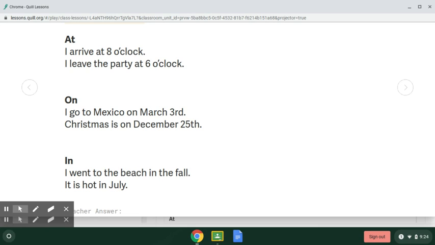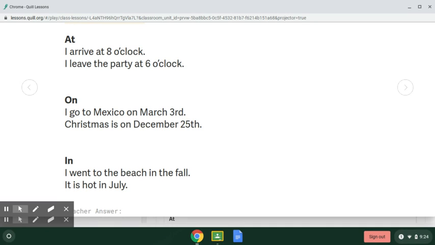The next preposition we're working with today is the preposition on. Here are two example sentences. I go to Mexico on March 3rd. Christmas is on December 25th. So what do these two sentences have in common? You probably noticed both these sentences are giving a specific day or a specific date. So we use on when we're talking about a specific day or date. So March 3rd, or December 25th.